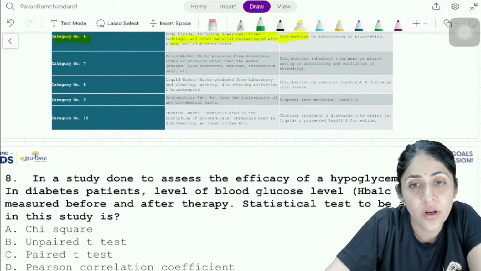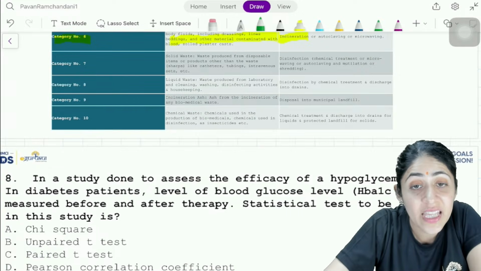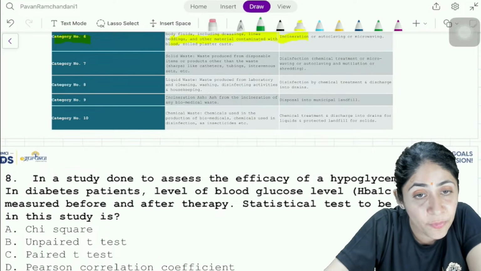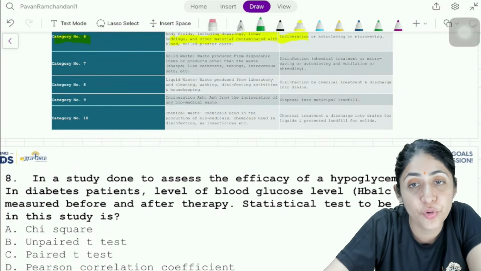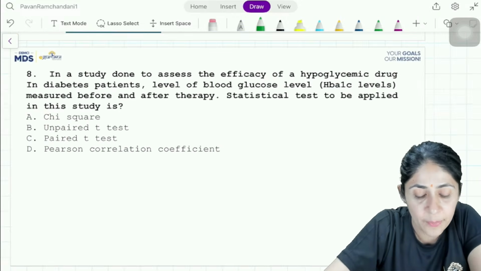Now, human anatomical waste and animal waste are stored in plastic bags, but if it is microbiological waste or sharp waste, then you have to put it in puncture proof bags. I hope you all understood this. Coming to the next question.